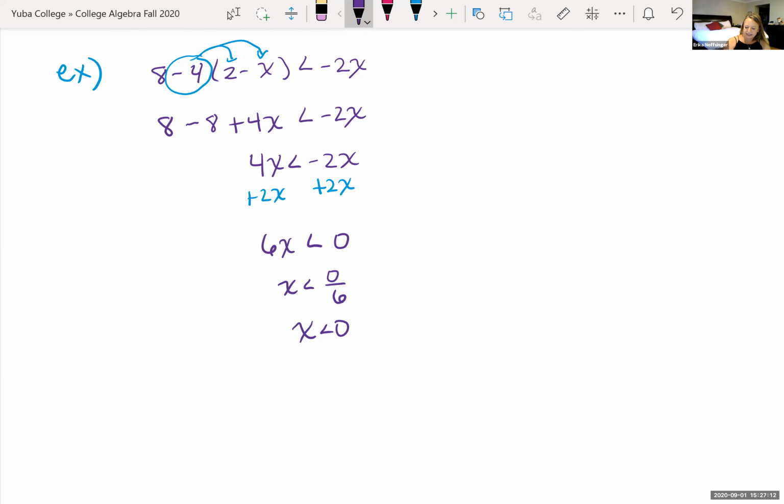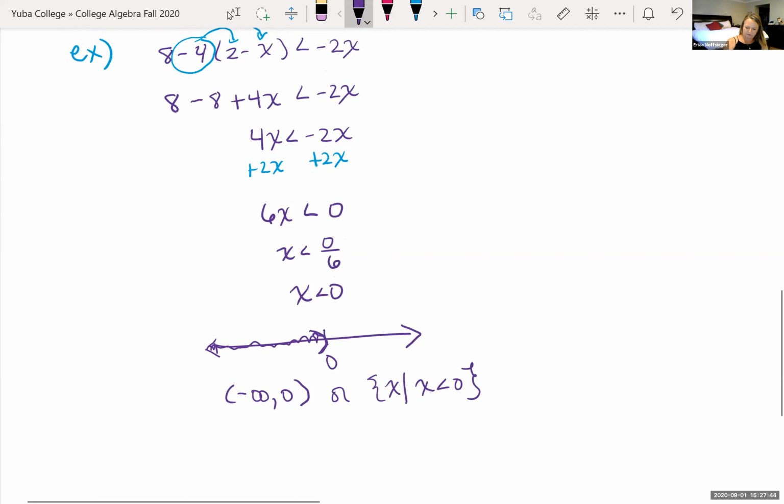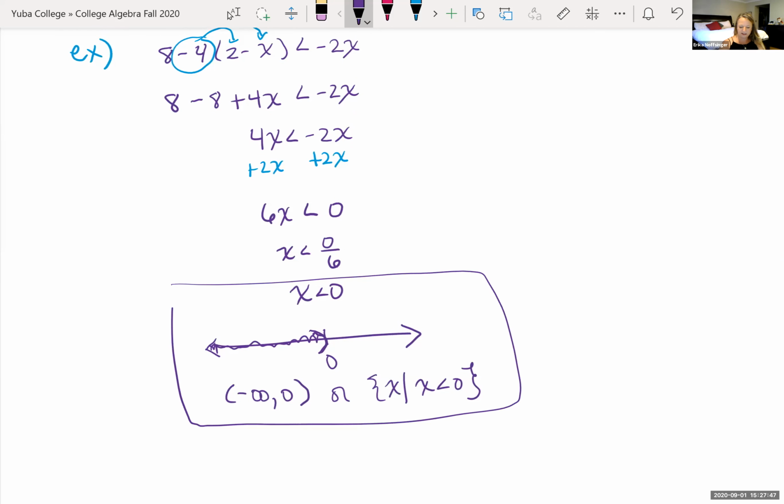X is strictly less than 0. So go from 0, shade everything to the left. And it's strictly less, so it's going to be a parentheses here. And another way to write this is negative infinity, comma, 0, not including 0, so parentheses. Or x such that x is less than 0. So 4 things expressing the same thing.